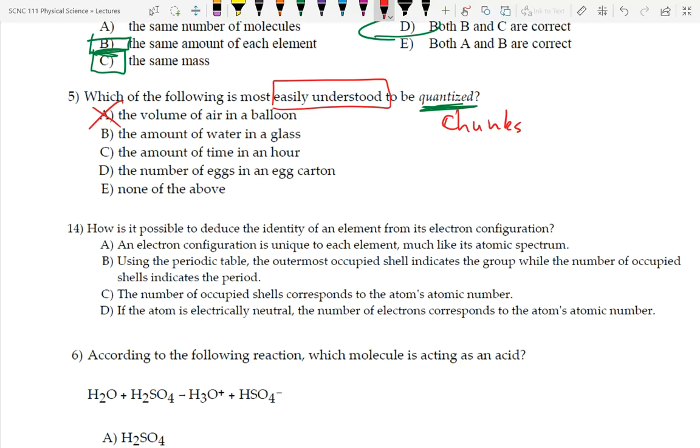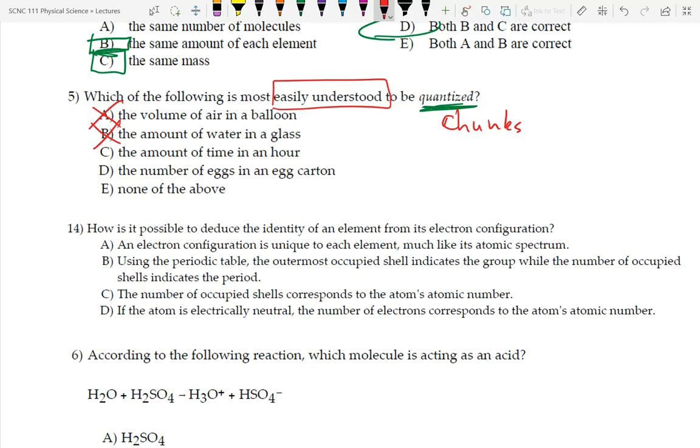Can you only have 1/4 full, 2/4 full, 3/4 full? No, it can be, once again, continuous. Technically it's one molecule at a time, but there's so many molecules that we think of it as continuous. The amount of time in an hour. Is there only this amount of time in an hour, this amount of time in an hour? This one's a little more confusing, right?